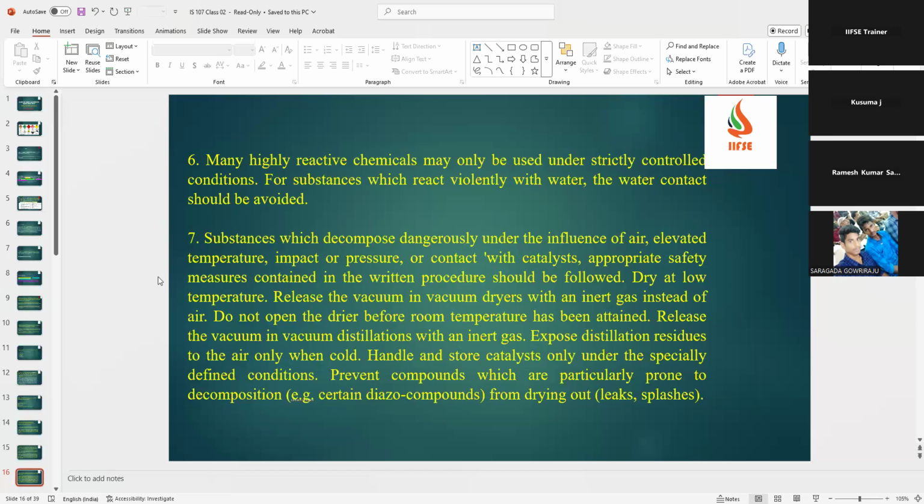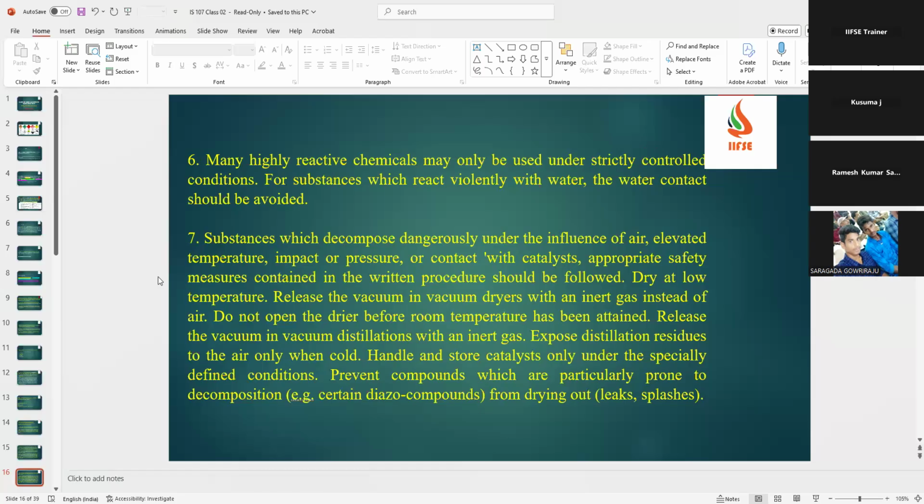So when it is decomposition, we say dry at low temperatures and release the vacuum in the vacuum dryers with an inert gas. When we say release the vacuum in the dryer, in the sense, inert gases like nitrogen. I mean, it is the best example of an inert gas to avoid any sparks. In case of any fine particles, due to the high pressure, there might be a chance of generation of sparks. Do not open the dryer before the room temperature has been attained. That is also one thing we have to follow.